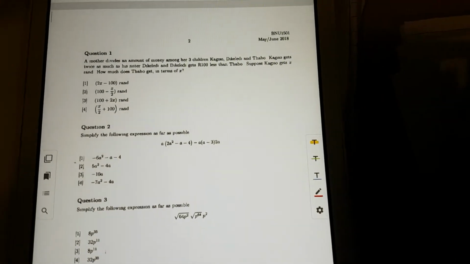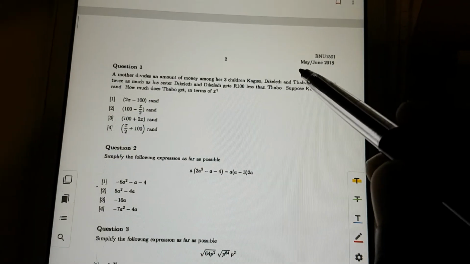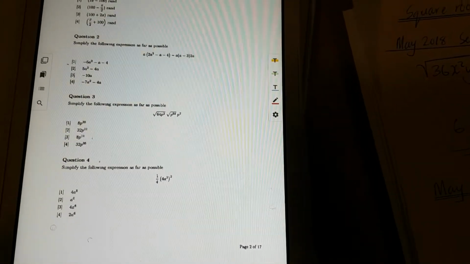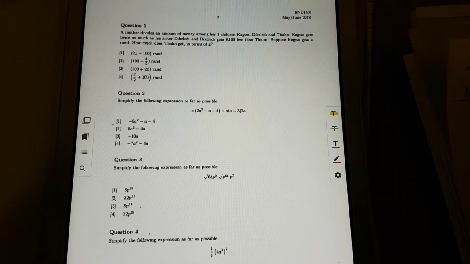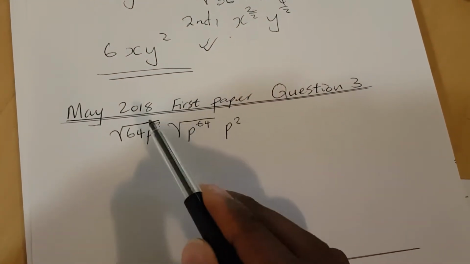Okay, let's move to question number 3. This question is from May June 2018, the first paper. So now we're doing the first paper of May June 2018.